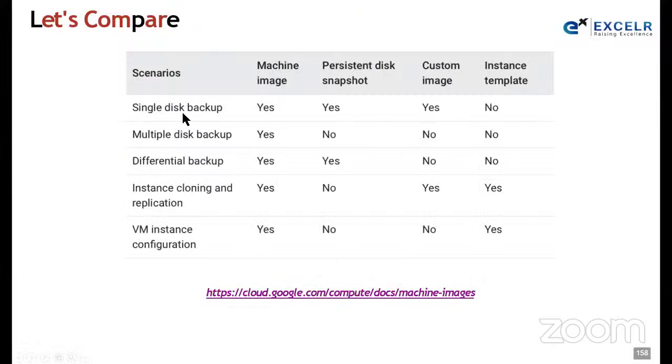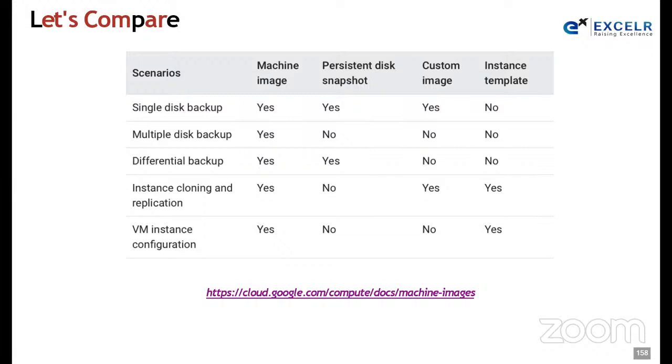So when to use what? When you have a persistent disk snapshot, custom image, instance template, and so on. Whenever you want a single disk backup, you can use your machine image, your snapshot, and your custom image. Obviously, instance template will not be used because you are actually creating a copy of the template, and that template will be used to create a different virtual machine.